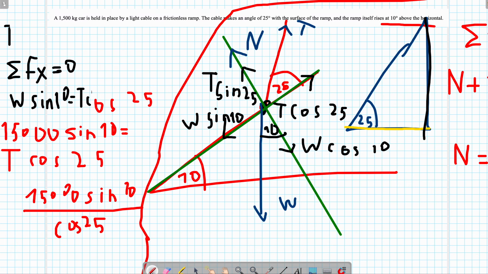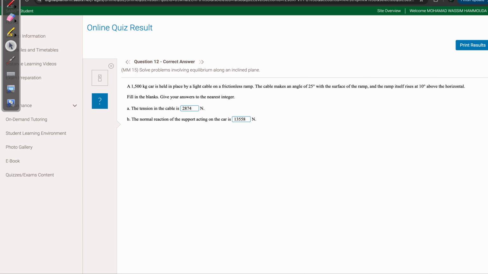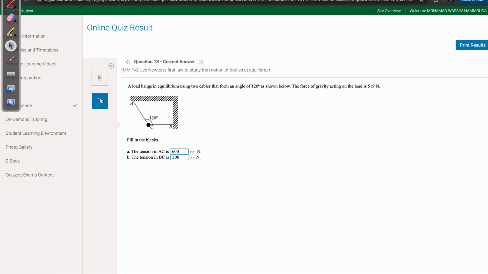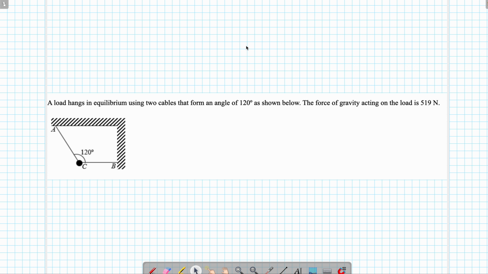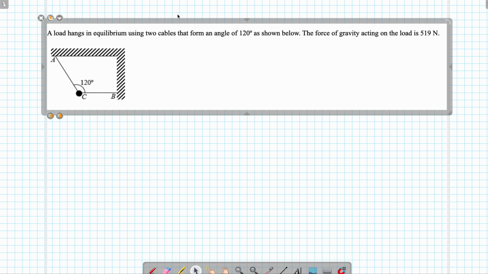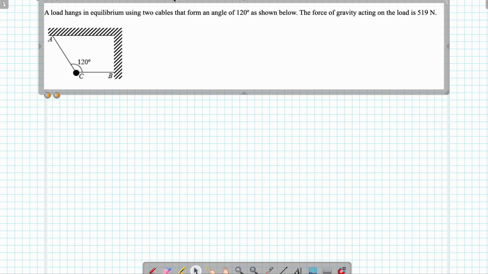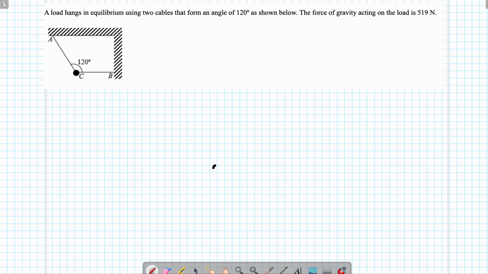Let's just add a new page. Number 13. Okay, this is the second hardest question in the quiz. A load hangs in equilibrium using two cables that form an angle of 120 degrees shown below. The force of gravity acting on the load is 590. First, let's sketch the free body diagram.